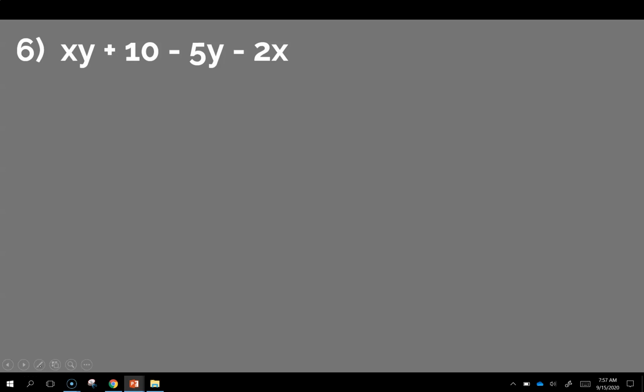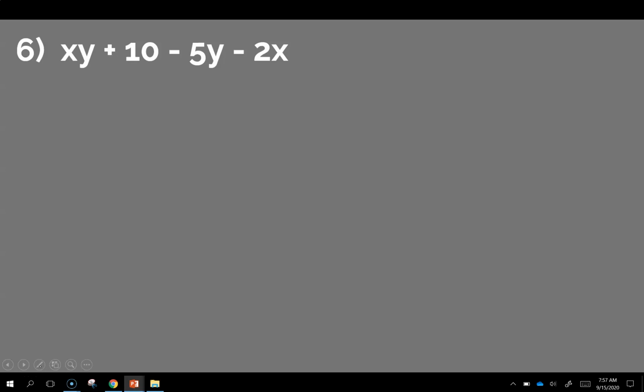xy plus 10 minus 5y minus 2x. Okay, so the way this is written right now, I would love for 10 and 5 to get put together. Does that make sense? And I notice that xy and 2x both have an x. So I can rewrite this to make the pieces that I want to group together be next to each other.